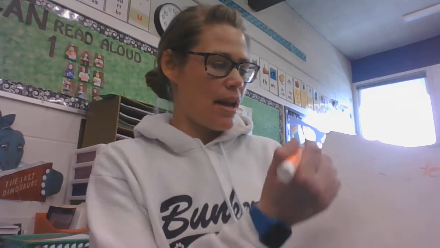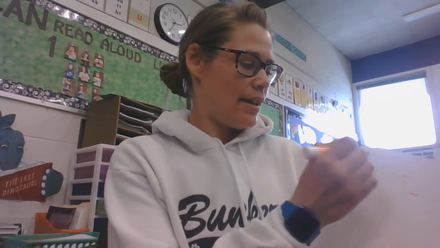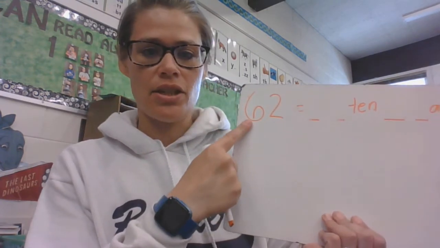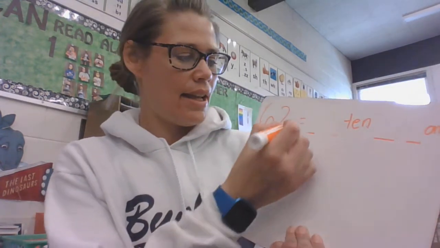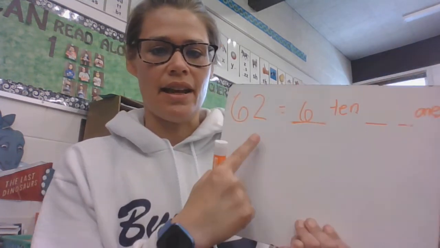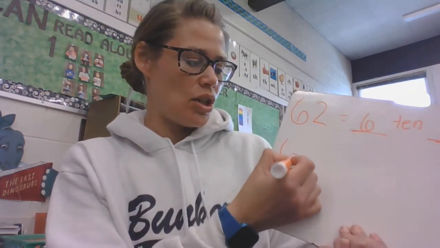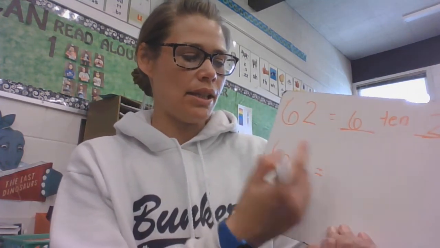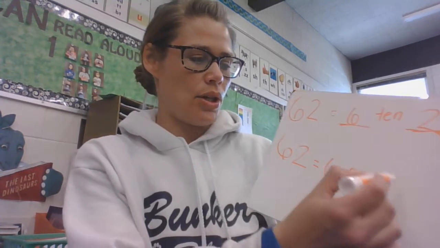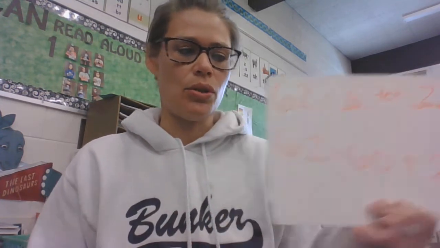Okay, so this time I have 62. How many tens were in 62? That first digit tells me how many tens I had. I have 6 tens. The second digit tells me how many ones I have. I had 2 ones. And then down here for my equation, 62 equals 60 plus 2 more.